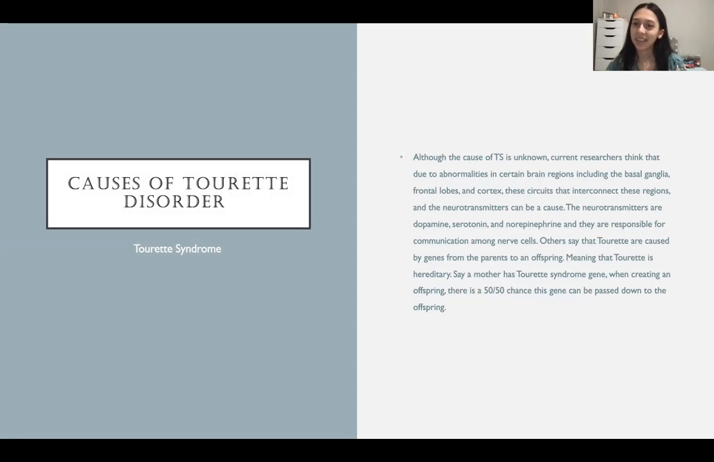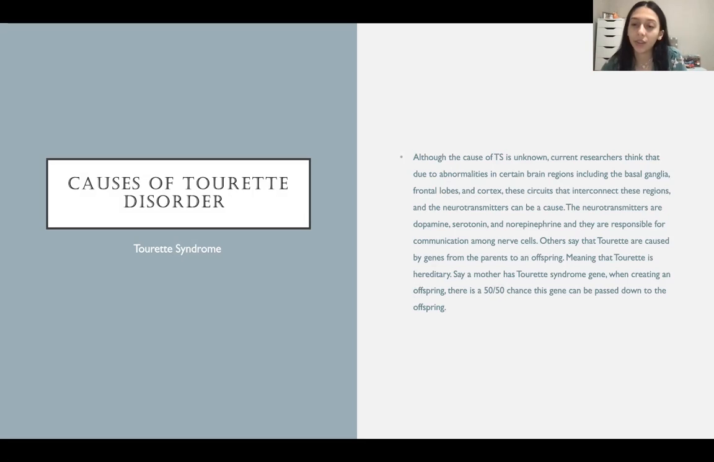Let's see how I can explain this. So the brain, which has the frontal lobe and all of that, has nerves that connect to each other, and this interconnection can cause the tics. I hope I explained it correctly, and I hope you guys understood how I was trying to say it.